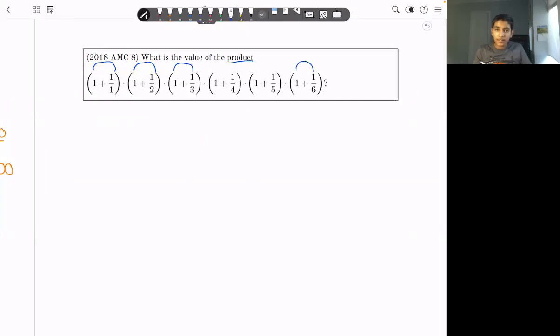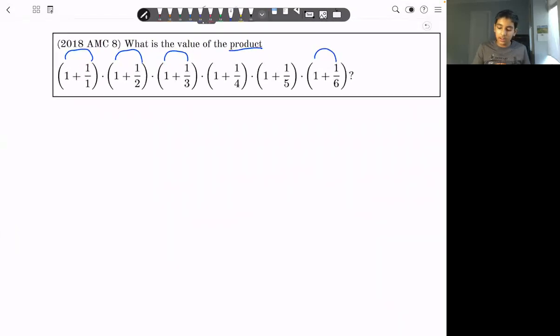So how can we make this easier? Again, we could just multiply this. It's not going to be that bad. I'm sure you all can do this. But is there a way to do this quickly? Since on the AMC, time is important, and you don't have that much time.